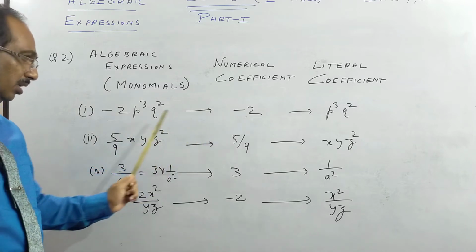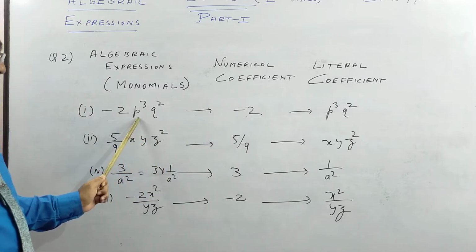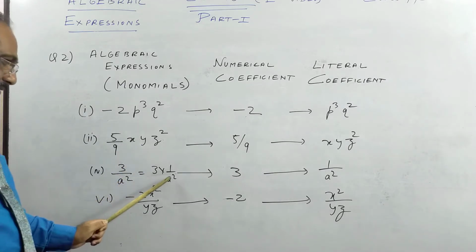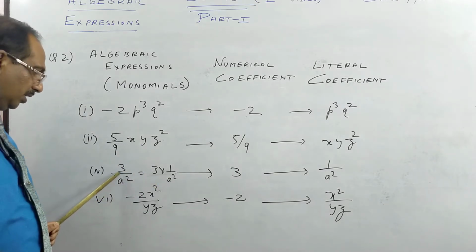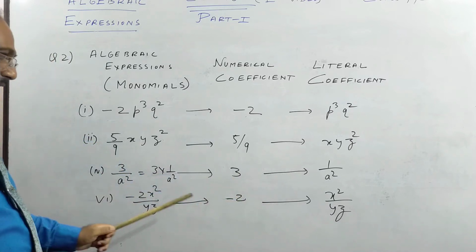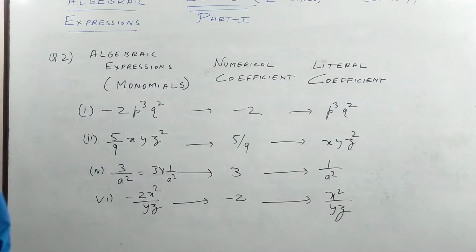Numerical means number, literal means alphabets. Okay, same order, 1 by a square. So try to understand, this was a little tricky. 3, no problem, 1 by a square, not a square. So here x square by yz. So kindly you can pause the video and copy.